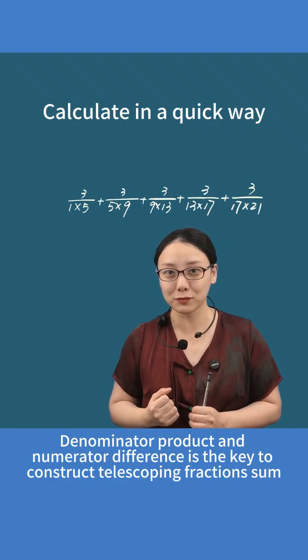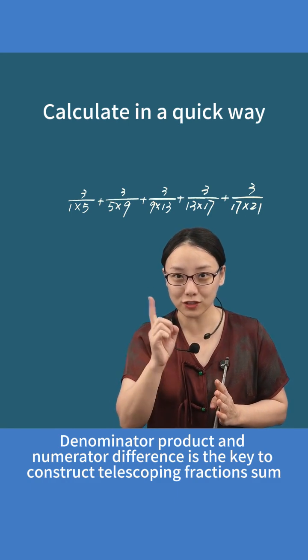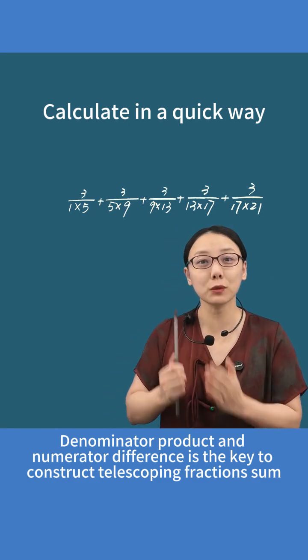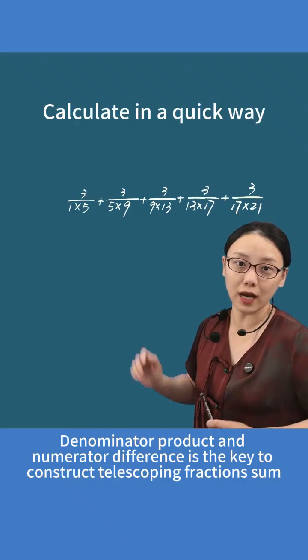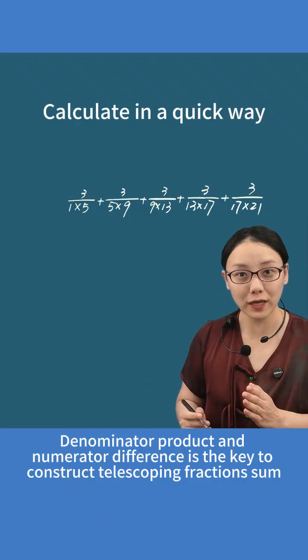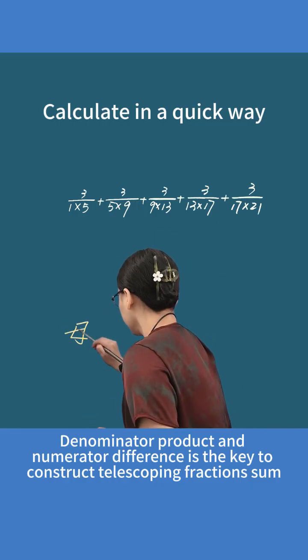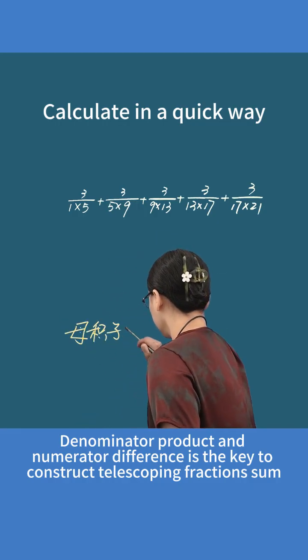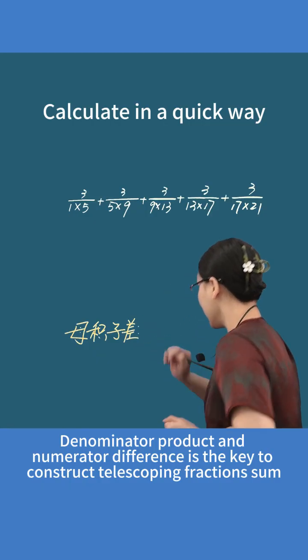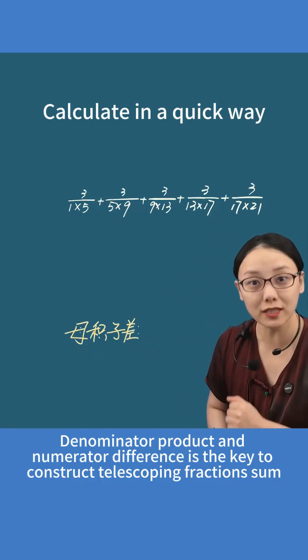Actually, everyone needs to be familiar with a certain type of fraction. Once you're familiar with this type, you'll be able to solve this problem. What kind of fraction is it? We call it denominator product numerator difference. All right, let me explain what denominator product numerator difference means.